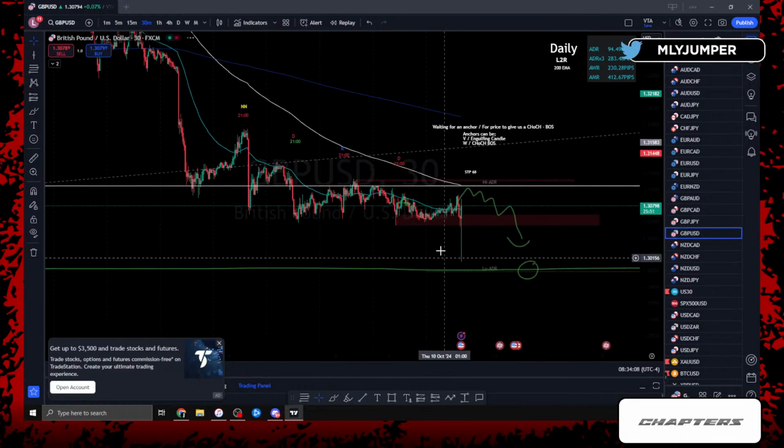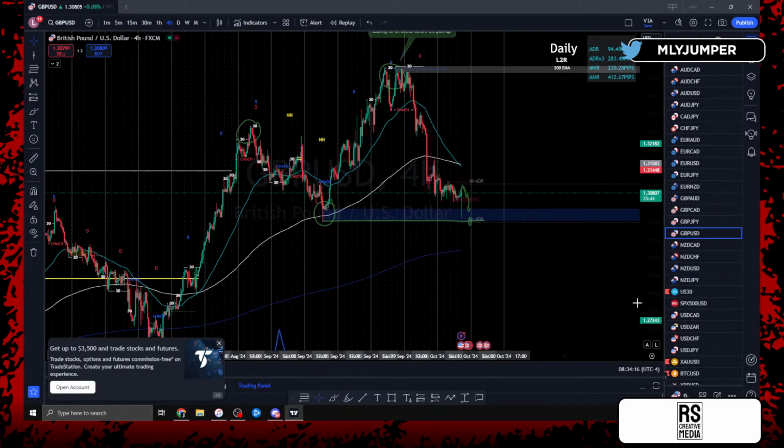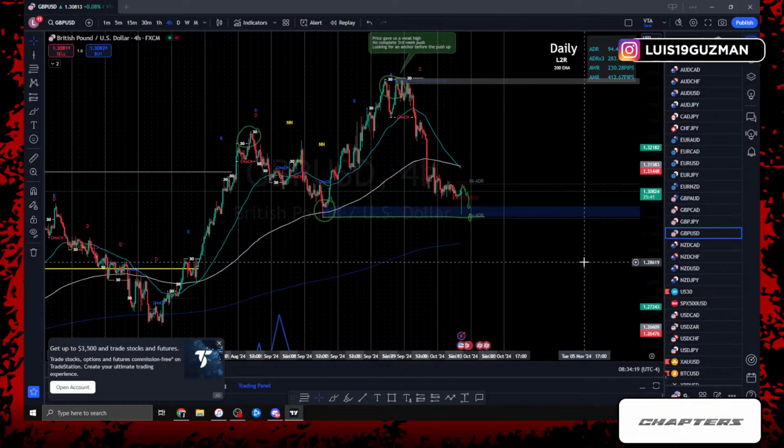What are we looking at? Pullback in this little zone. Looking for a steeper pullback. Did we get it? Yes. We got it on the 4-hour time frame. So now we know this is where that anchor point is setting up.